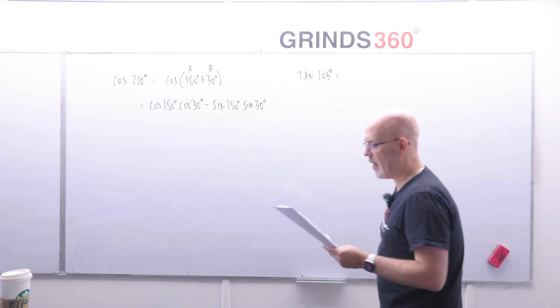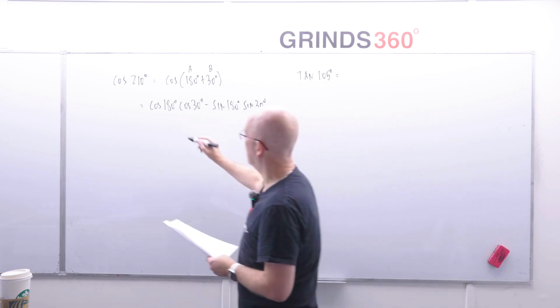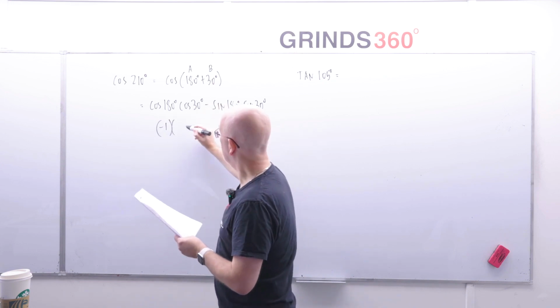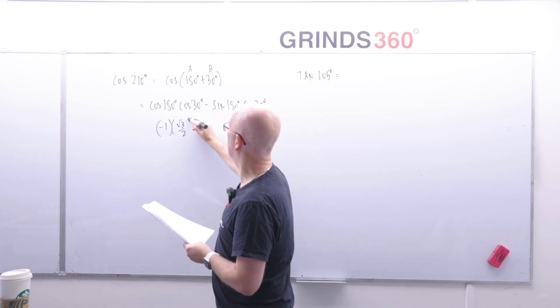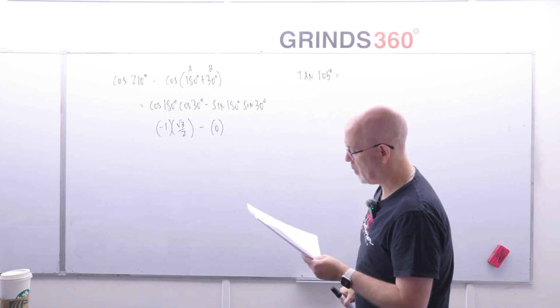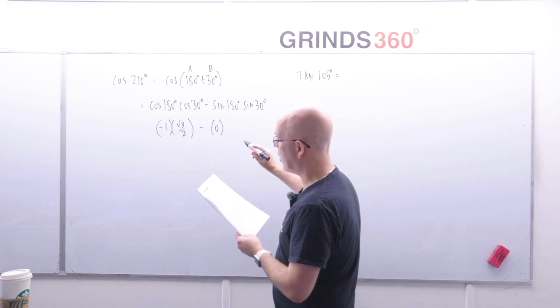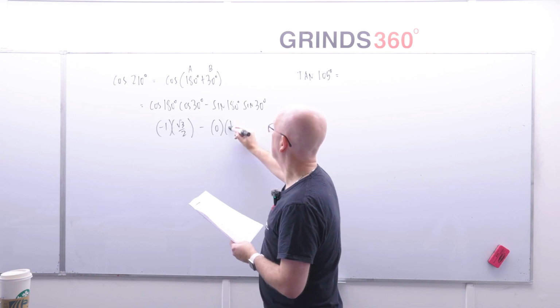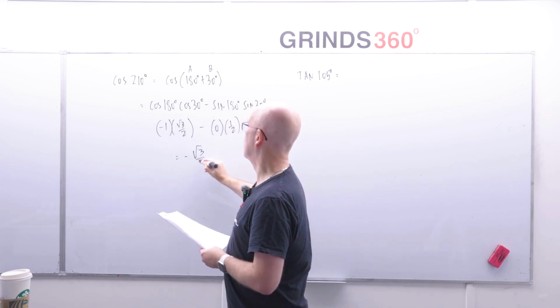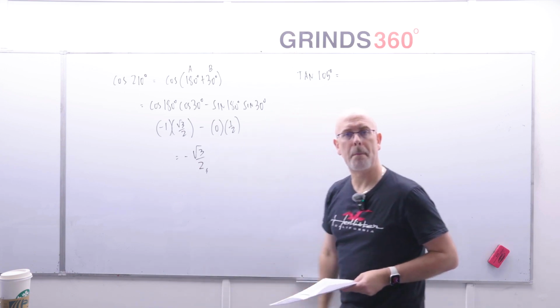Okay, and then I'll just pull those values out of the table. So cosine 180 is minus 1. Cosine 30 is root 3 over 2. Sine 180 is 0, which is kind of nice. And then sine 30 degrees is a half. So this will disappear here, and I just get minus root 3 over 2 as my answer there.